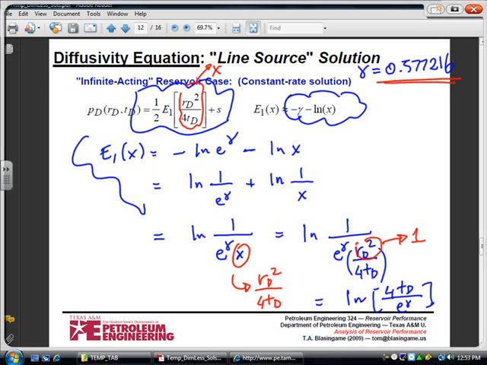Yeah, gamma is called Euler's constant, so it's equal to 0.577, and it continues. The definition of RD is R over RW, right? And we are looking for the solution at the wellbore. So R is equal to RW and RD is equal to 1.